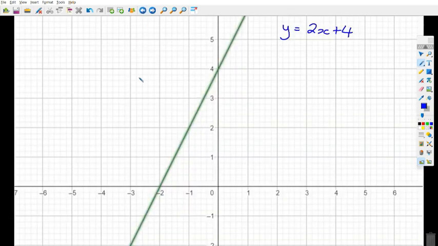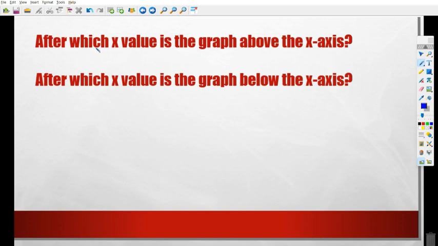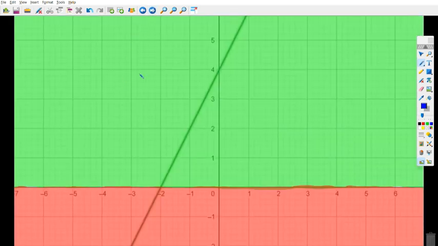If I look at this, my x-axis is where? Is it the horizontal line or the vertical line? It's the horizontal line. That's my x-axis. Here's my y-axis. So I'm looking for the x value where the graph is above the x-axis. Maybe I should color this in, make it look a little bit cooler for you.